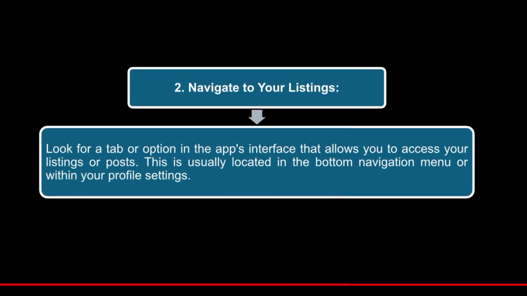Second, navigate to your listings. Look for a tab or option in the app's interface that allows you to access your listings or posts. This is usually located in the bottom navigation menu or within your profile settings.